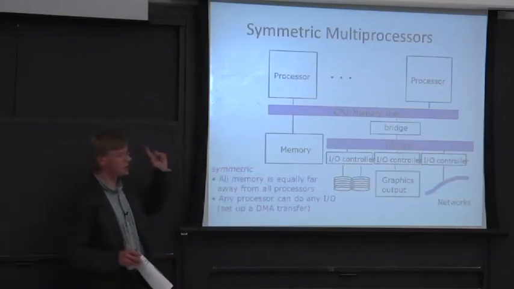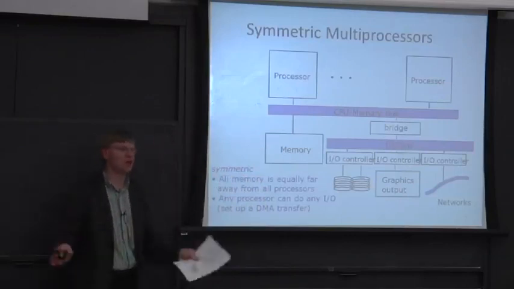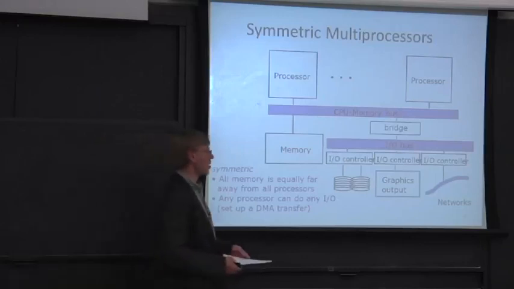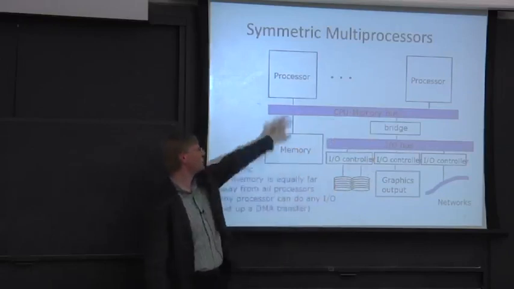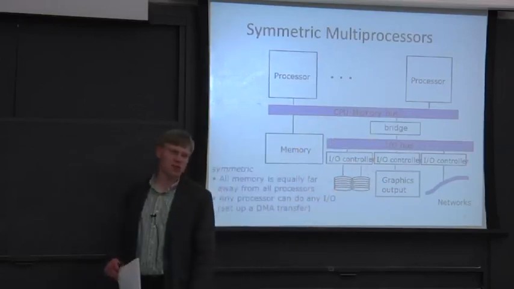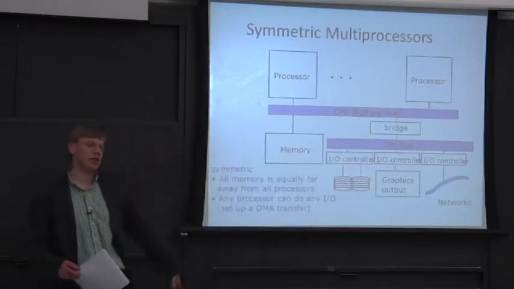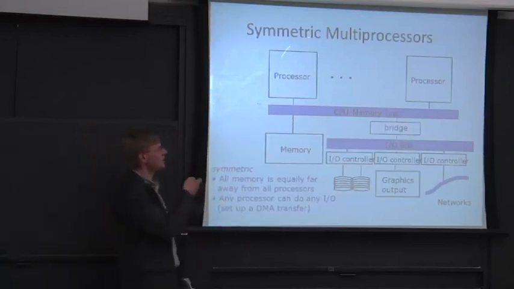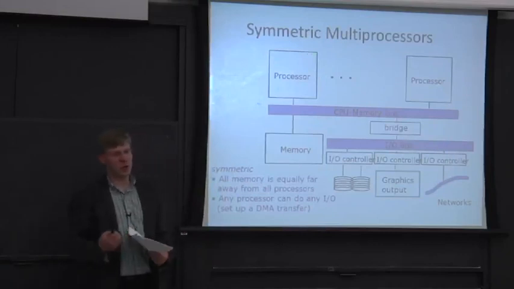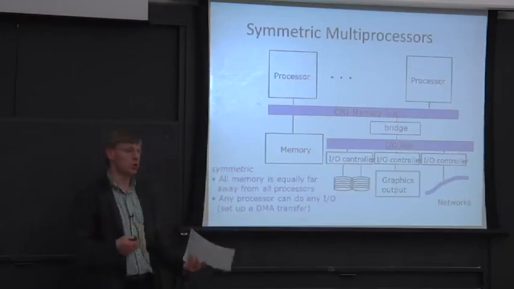I bring up symmetric multiprocessors because it's the simplest model to reason about. All processors are up here, and memory is down here. And let's assume there are no caches in the system to begin with. Everyone is equidistant from memory, and it's one big memory. You have multiple processors, which can either be running multiple threads in one program or multiple programs.